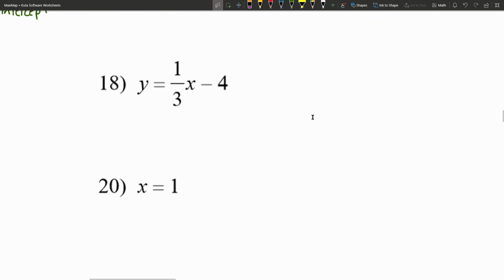Number 18, are we in the form of y equals mx plus b? Yep, y equals 1/3 x plus a negative 4, or minus a 4. So our slope is right here, that 1/3.